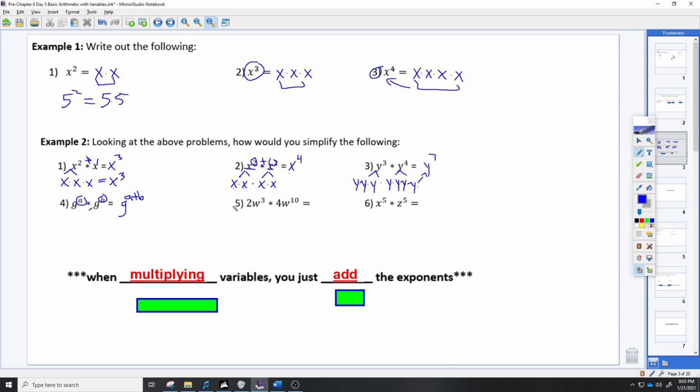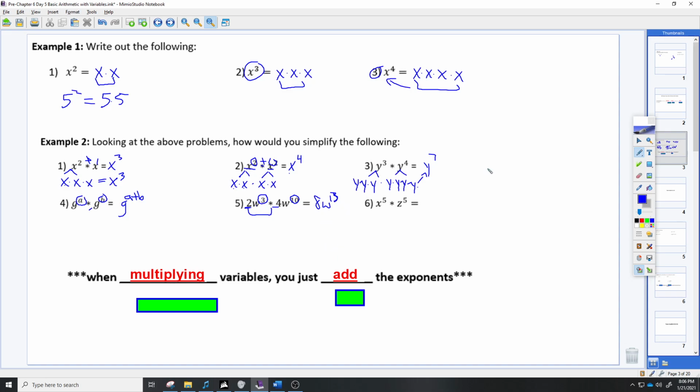How about number 5? Oh, now we have some numbers out here. So let me show you how we deal with this. First, the numbers themselves, 2 and 4, we can multiply them together. 2 times 4 is 8. But we do not multiply the exponents here. Remember, when you're multiplying variables, you just add the exponents. So this would mean we would do 3 plus 10. So this would be w to the 13th power.